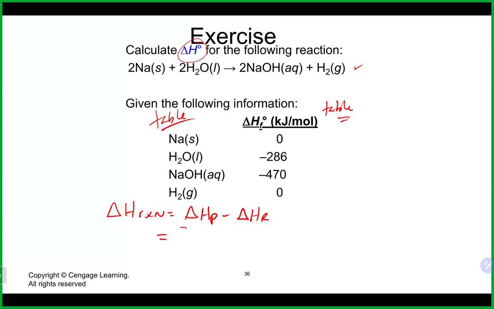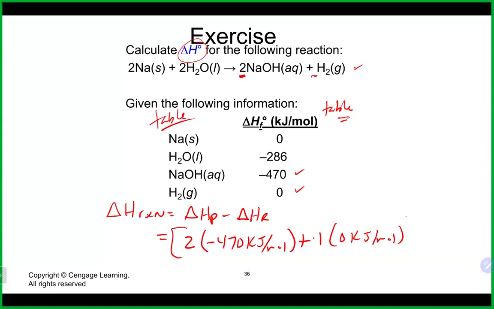So here on our product side, we again do need to take the coefficient into account. So we've got to take 2 times the value for the NaOH that we find in the table, minus 470 kilojoules per mole. Again, we're going to add it to our other one here. Coefficient is 1. The value for H2 is 0, which is very common for things that are in their natural state and not really combined with anything else. That pretty much takes care of all of our product side.